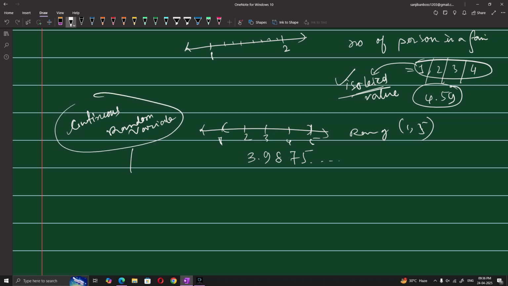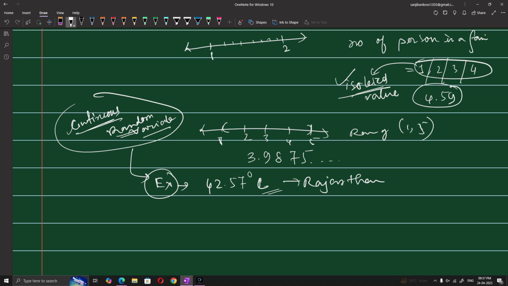What is a continuous random variable? Take an example to understand easily. Today's temperature is like 42.57 degrees centigrade. That can't be finite. So 42.57 degrees centigrade at Rajasthan, that is a continuous random variable. That can take any value in a certain range of values. So a continuous random variable has the chance to take any value. This term is important.